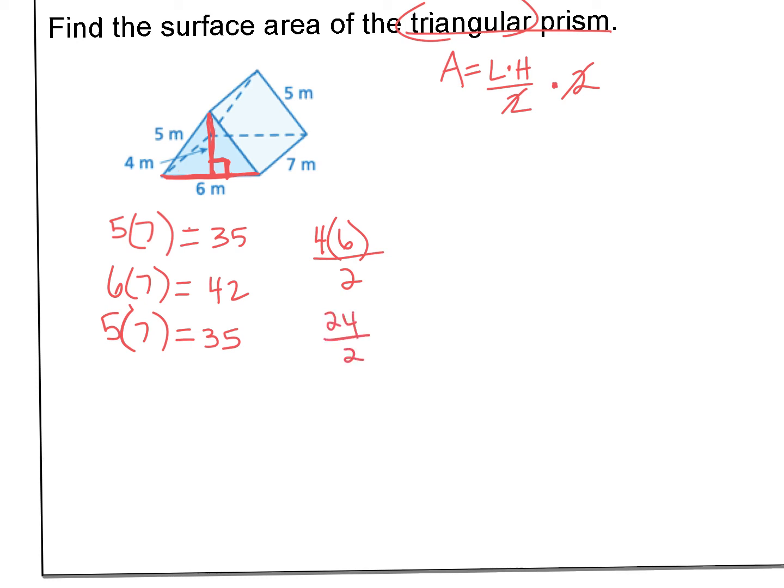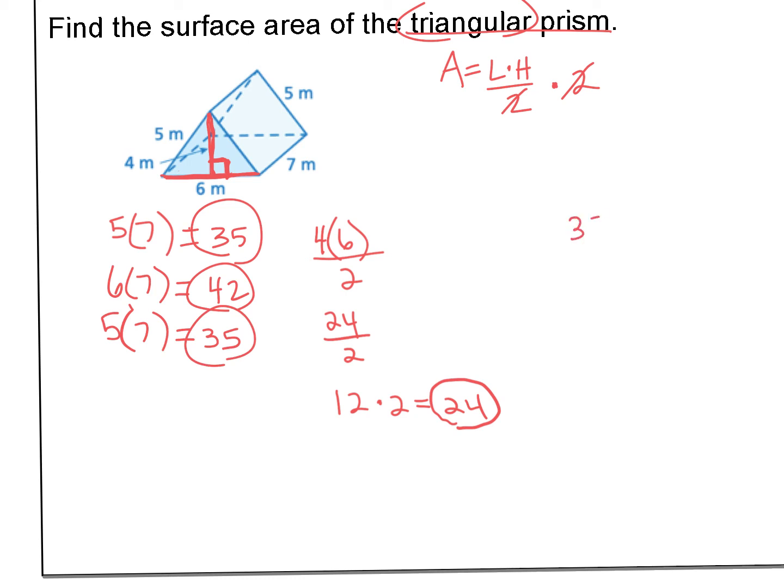24 divided by 2 is 12. And then since we have two triangles, we have to multiply it by 2, which is 24. Okay, so they get us to that same place. So it's okay if you want to take the long way, divide by 2 and then multiply by 2. Or you can think about the fact that you have two triangles, so I don't have to divide and multiply by 2. All right, so these are my areas.